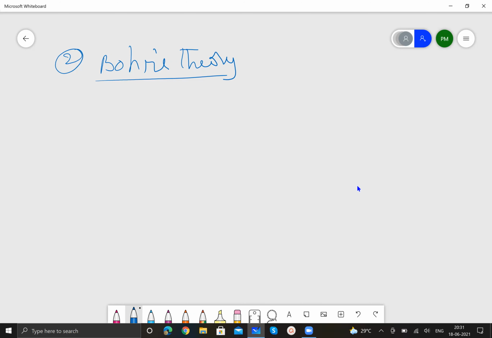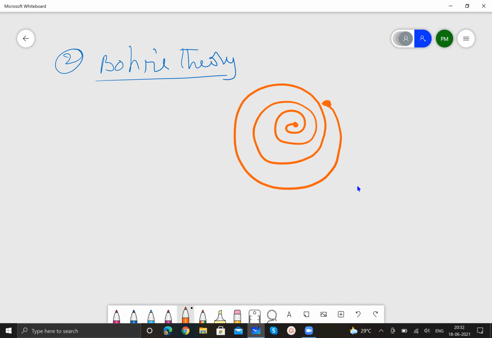That is, the electron with the decreasing energy moves along a spiral path and finally falls into the nucleus, giving rise to the instability of the atom.